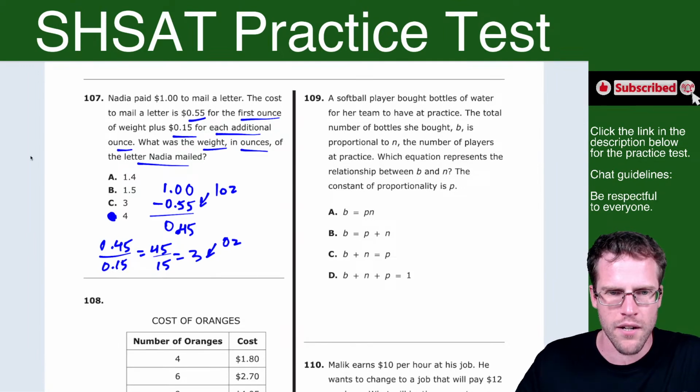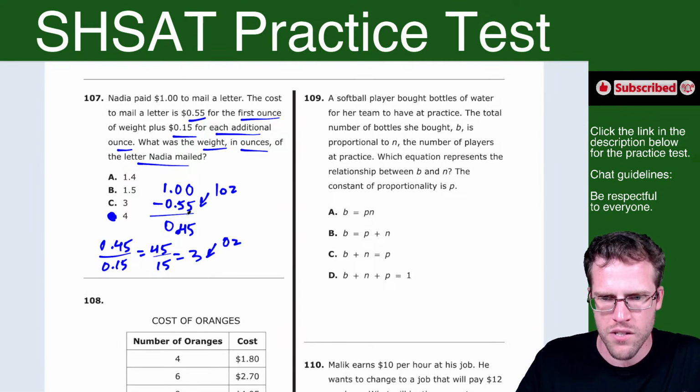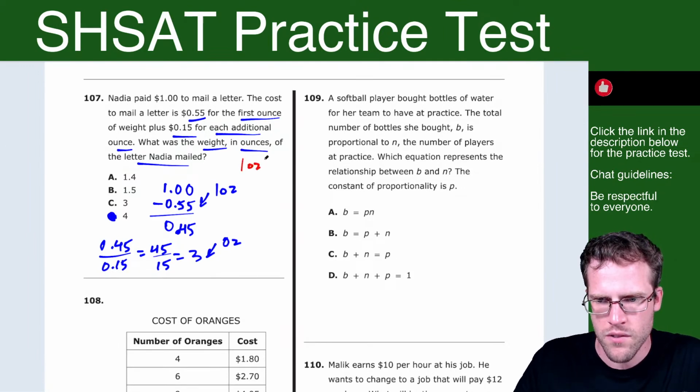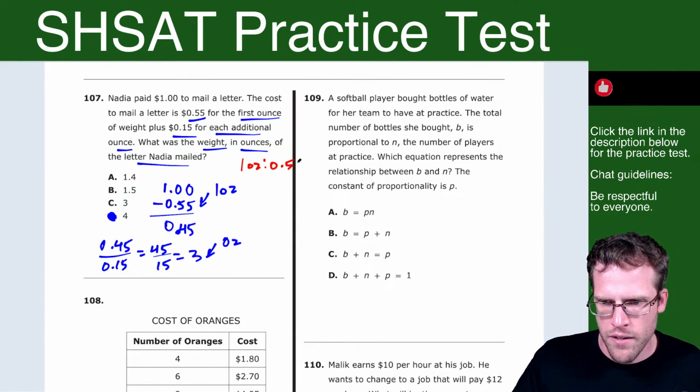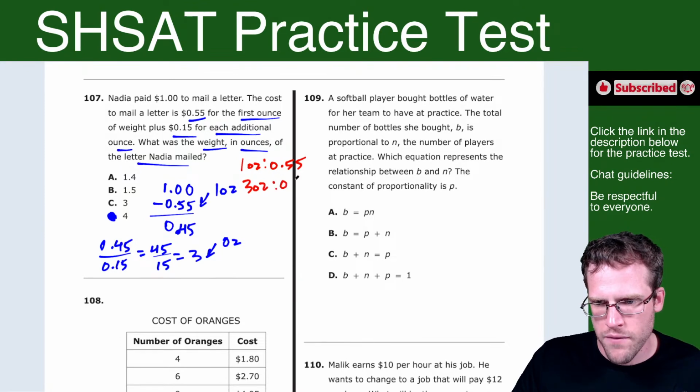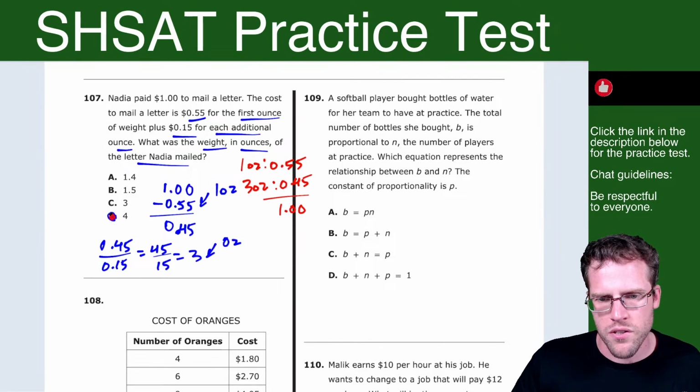All right, and once again, if we break this down, the first ounce is 55 cents, which I'll just write in dollars, so that's 0.55. And then the next 3 ounces are 15 cents each, which is 45 cents. And that makes $1. Okay, so this choice is good.